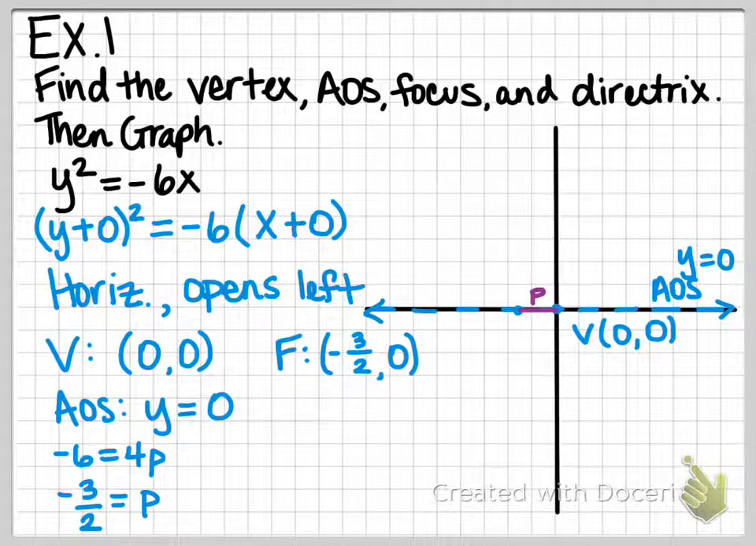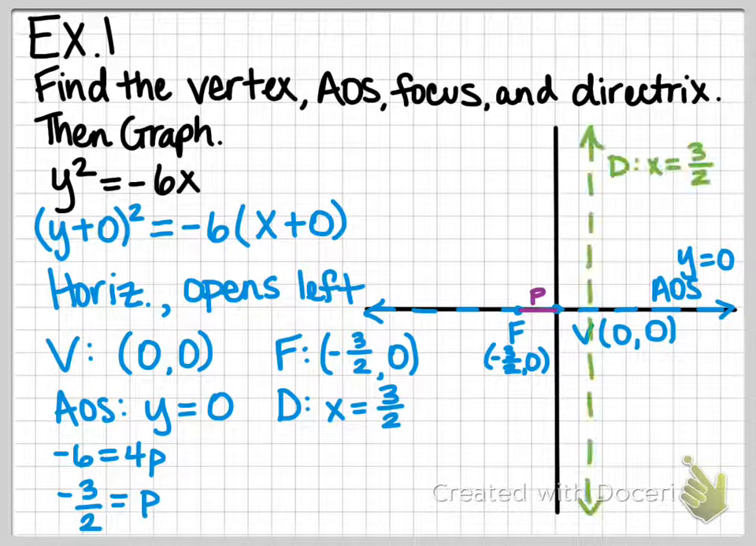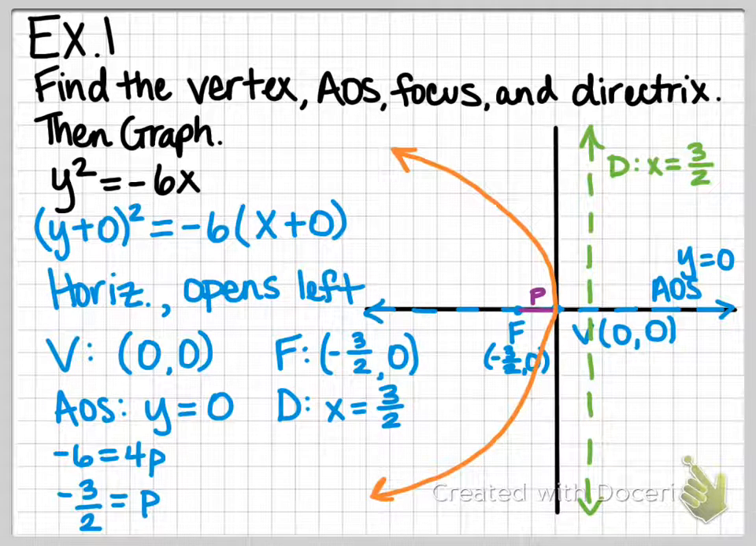The directrix is always the same amount of spaces away from the vertex in the opposite direction. And the directrix this time is going to be a vertical line. Since my parabola opens left, the directrix is always in the opposite direction. So it's going to be at x equals 3/2. So we're going to draw a line over 3/2 spaces, or 1.5 spaces, and that's my directrix. My parabola always opens around the focus. It's never going to go through the directrix.